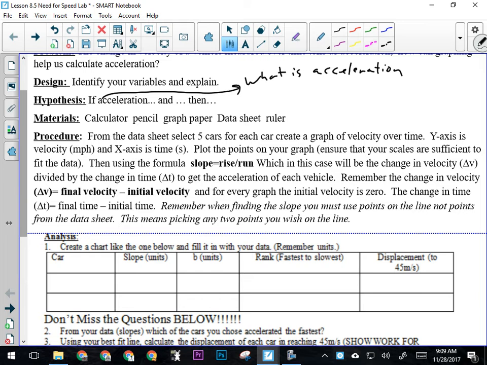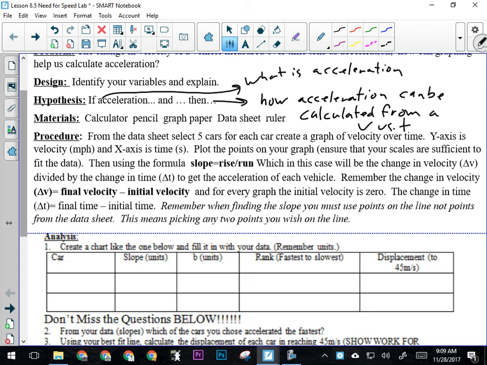The and part is basically just going to talk about what we're doing here. We're going to be analyzing velocity versus time graphs of various production vehicles. The then part needs to tell me how acceleration can be calculated from a v versus t graph, so a velocity versus time graph.